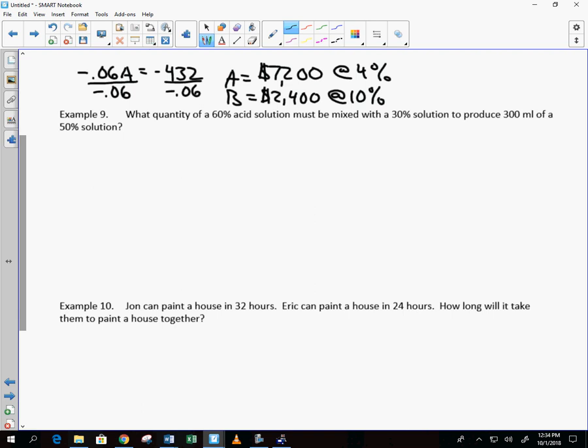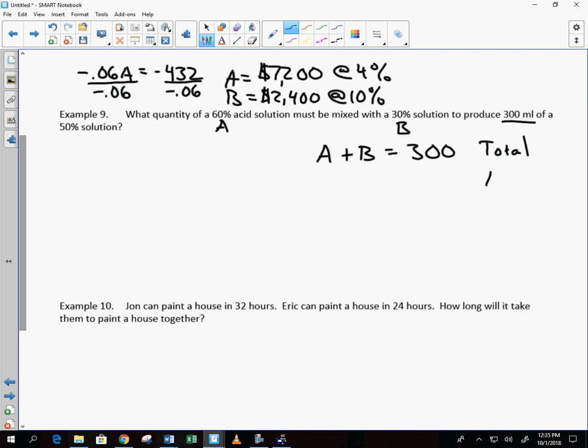Well, we want a total of 300 milliliters. Who can tell me what my first equation would be if this is the amount of 60% and this is the amount of 30%? Give me the first equation. How much total do I have? 300. So the amount from A plus the amount from B has to be equal to 300. That's the total solution that I have. Two variables, two equations.